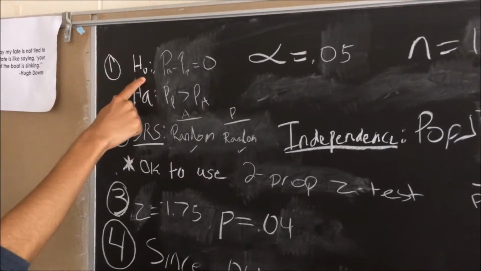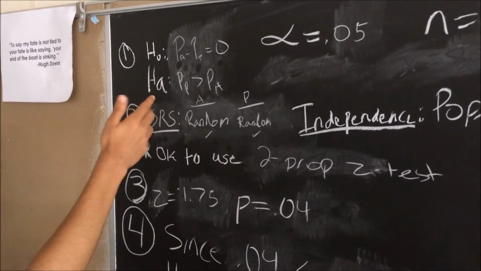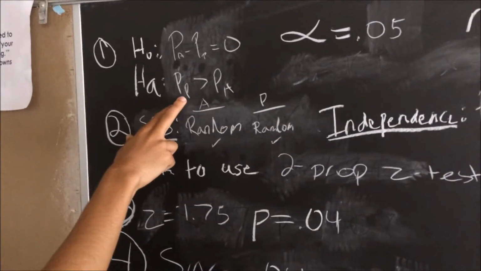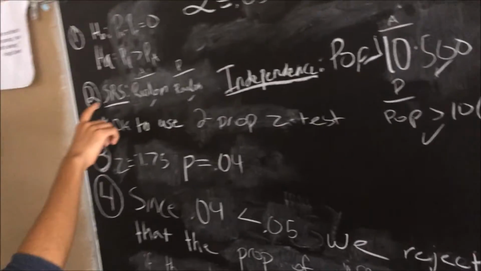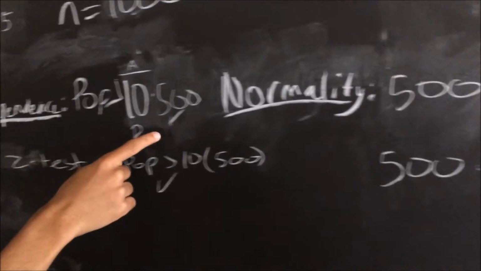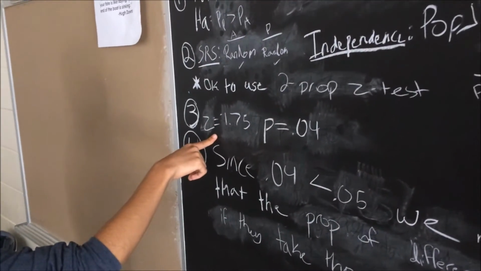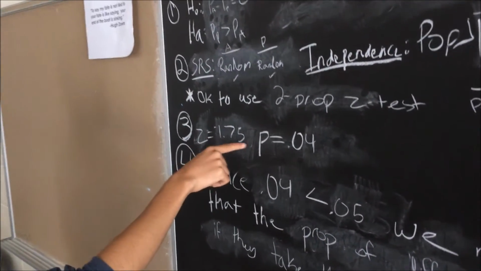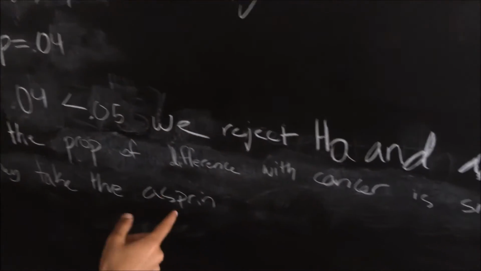So our null hypothesis is that the proportion of the aspirin minus the proportion of the placebo is equal to 0, and we're proposing that the proportion of the placebo is actually greater than the proportion of the aspirin. As you can see, all the conditions were met for each of them. Independence was also easily done, and normality was done as well. So when we conduct the two proportion z-test, we get a z value of 1.75 and a p-value of 0.04. And since 0.04 is less than 0.05, we reject the null hypothesis and assume that the proportion with cancer is smaller if they take the aspirin.